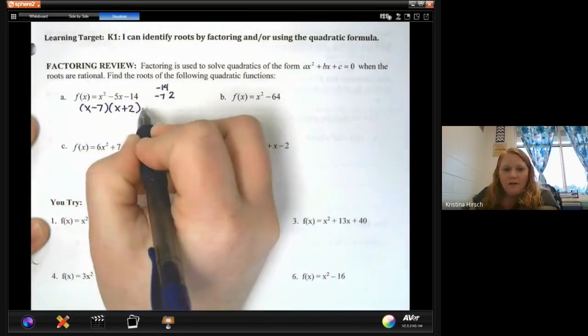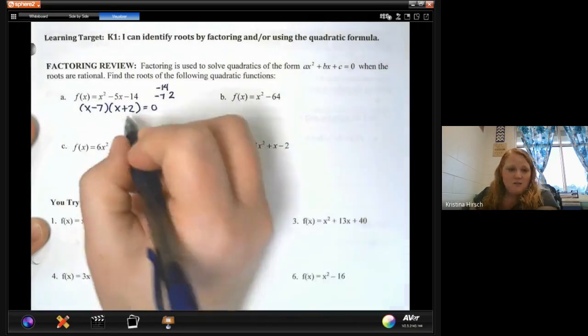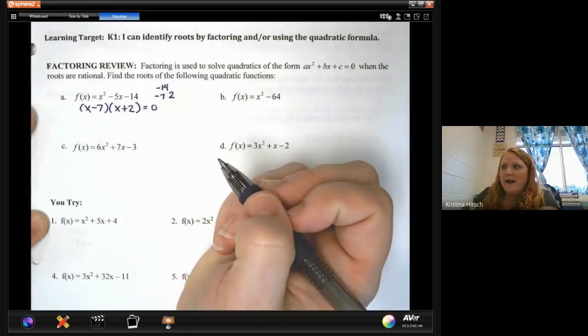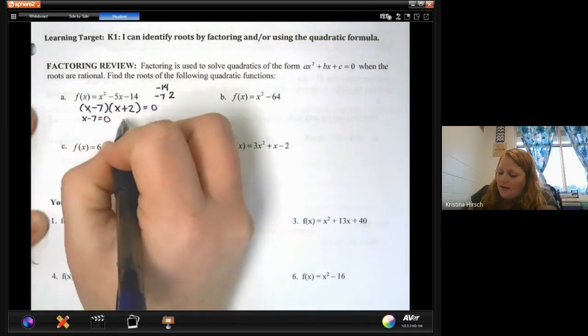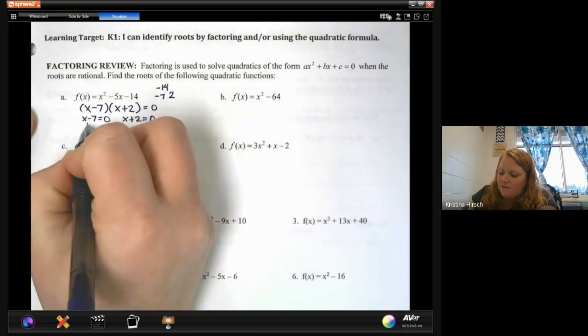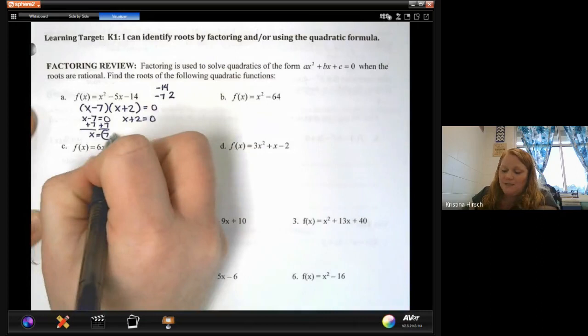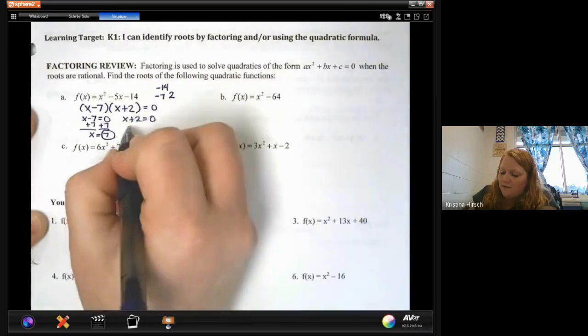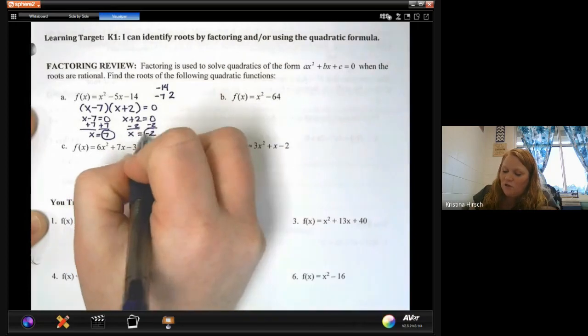Now, because we're solving, we're going to set that equal to 0. So then you would take each of those factors and set them equal to 0 and solve for x. So you would have x minus 7 equals 0 and x plus 2 equals 0. So I'm going to add 7 to both sides to get 7, that will be one of my solutions. And then for the other one, I would subtract 2 from both sides to get x equals negative 2.